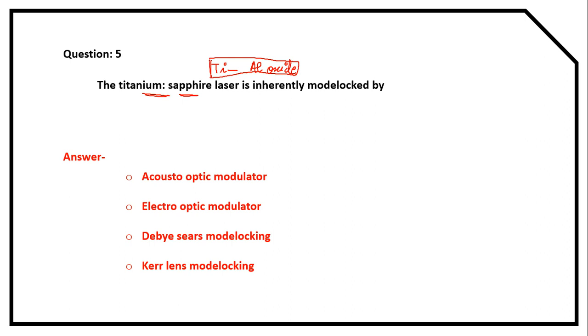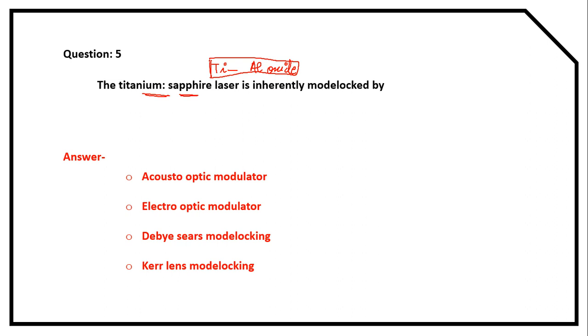Okay, so first of all, how is the titanium sapphire laser mode locked? The first options are the acousto-optic modulator, the electro-optic modulator, dispersive mode locking, or Kerr lens mode locking.